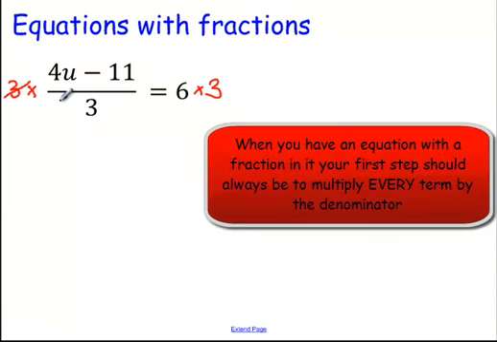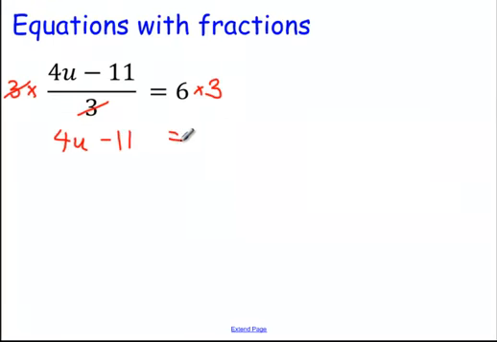And what happens is that cancels that for us. So we have a nice regular equation here without any fractions. So our first step is always going to be to multiply every term by the denominator. Once you've done that, you can just go ahead and solve like you normally would.